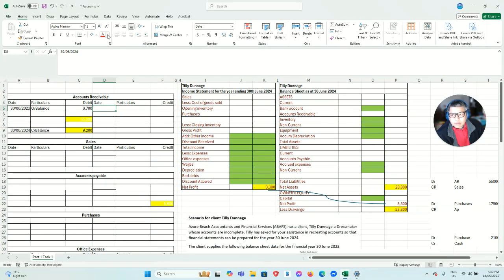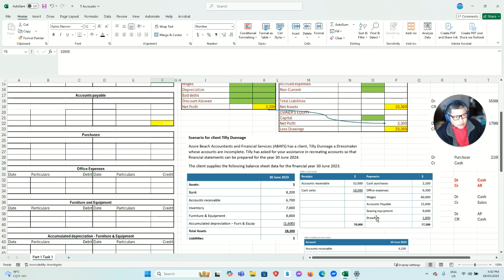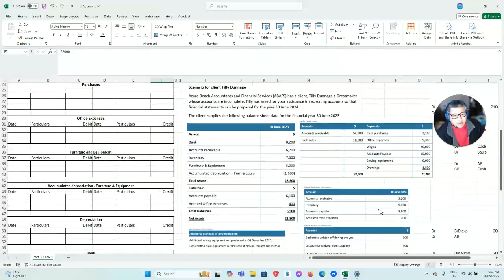So, date, and write the particular as the other side, which is the bank, amount 52,000. And the next one, is there any account receivable in here? No, nothing else. So the 9,200 we already add to the ending balance.